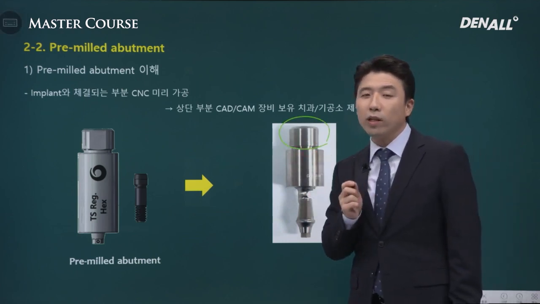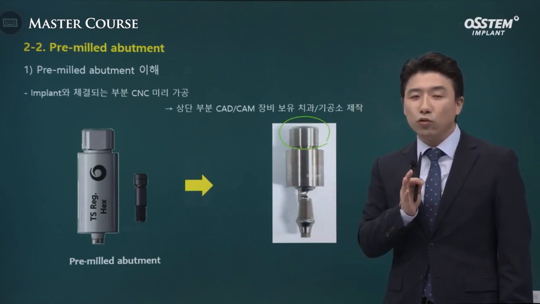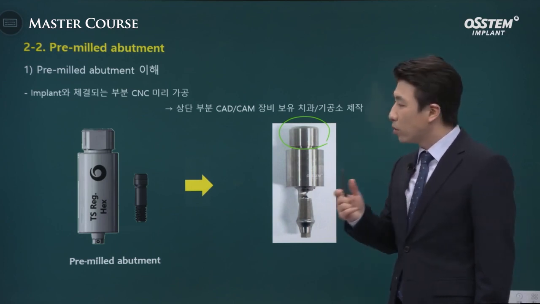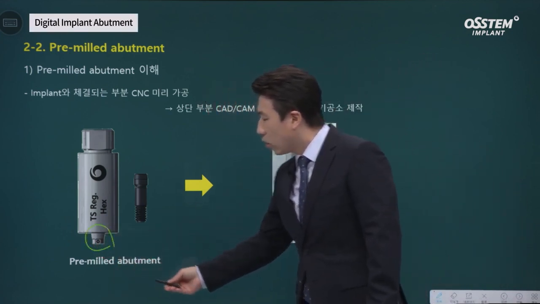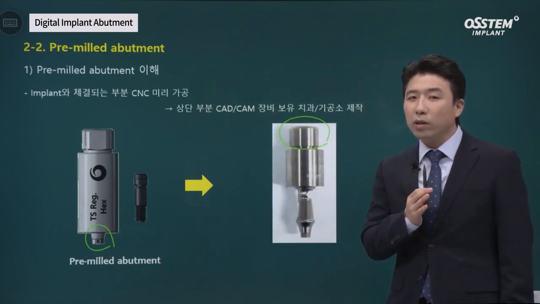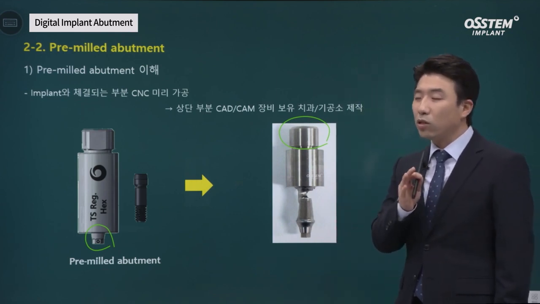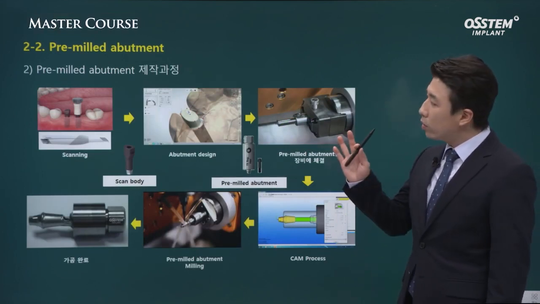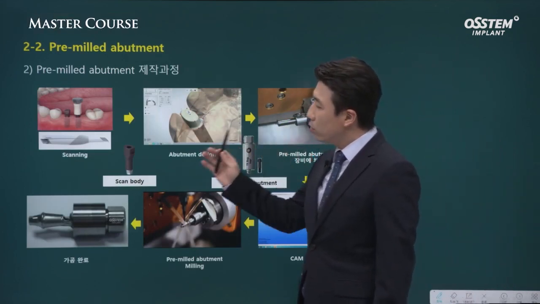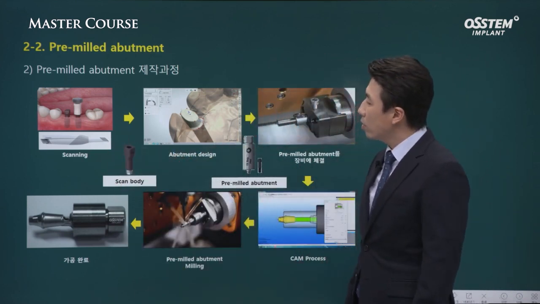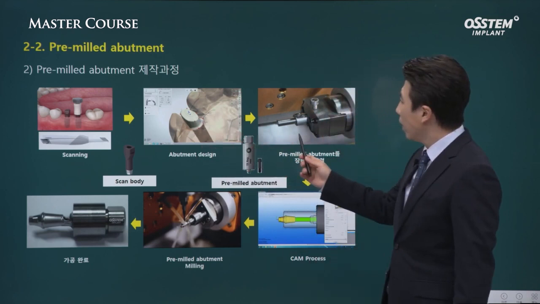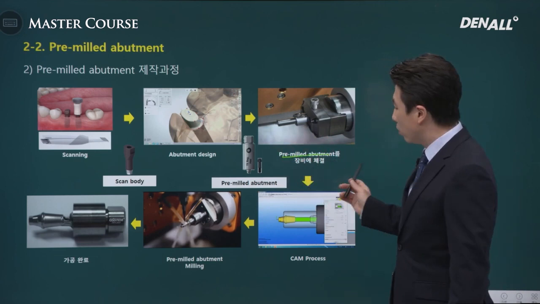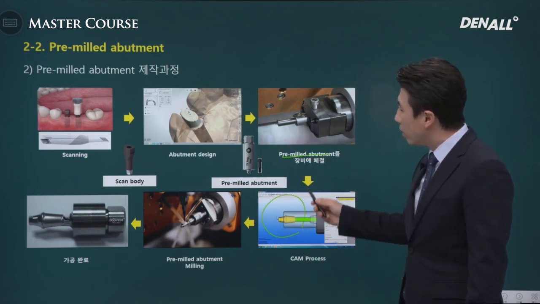As mentioned before, the superior part needs to be compatible with the milling machine that I have. We need to check that ahead. Then connection and processing can be done. Pre-milled abutment is added to the prefabricated connection area, which was processed using CNC. If you look at the overall process, you can take an impression or do oral scanning. Abutment designing can be done, and you connect the pre-milled abutment with the milling machine. This process is quite important.